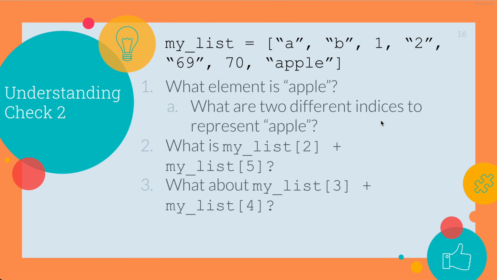Here's the next question. Consider the list A, B, 1, 2, 69, 70, and apple. What element is apple, and what are two different indices to represent apple? What is mylist 2 plus mylist 5? What about mylist 3 plus mylist 4? Feel free to pause the video at these questions because these are a bit more challenging.